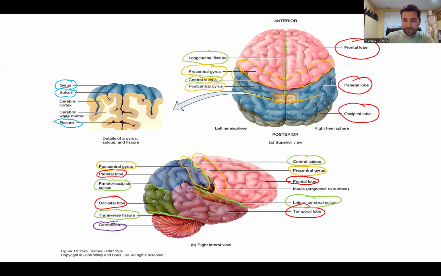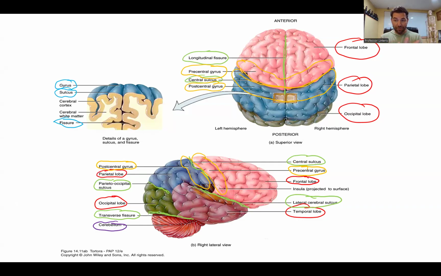Postcentral gyrus, and that sits behind the central sulcus. And this is the primary area for sensory input. Depending on what type of sensory, somatosensory, a lot of your sensory messages will get sent to this region.